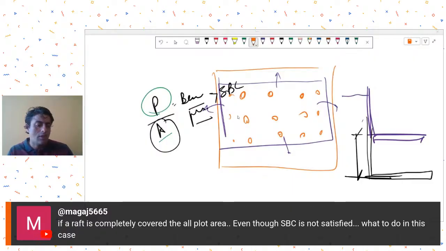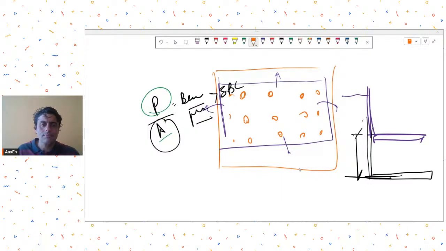So increasing the depth and taking the raft to a deeper level may not be a very good solution. Providing piles, integrating piles with the raft, is a frequently followed structural arrangement. Okay. All right.